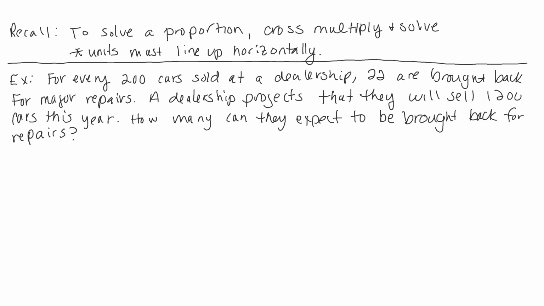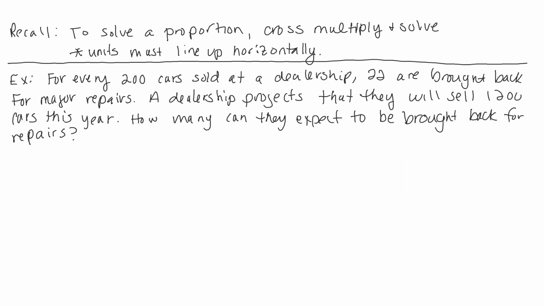Now, really quickly, to review, in the previous video, that was video 3 in this series, we would solve a proportion by cross multiplying and then solving using that little tiny bit of algebra I showed you in the previous video. One thing you do need to make sure that you do in this situation where you're dealing with word problems is you need to make sure your units line up horizontally. And I'll show you exactly what I mean as we start this.